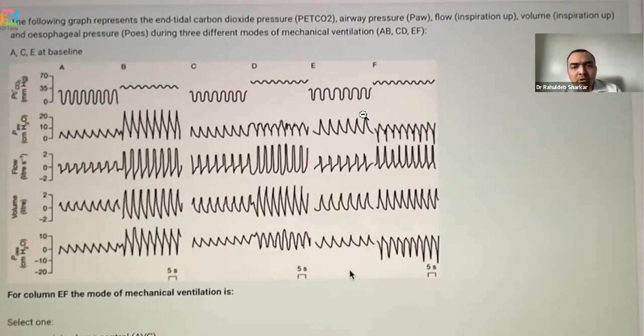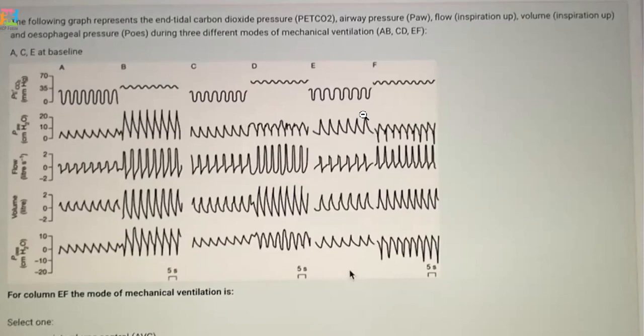And then I also said that in the first one, there are quite a few other things that you use. For example, if you look at the flow curve, there is one sentence: ACE at baseline. So ACE is the patient's baseline. That is just above the image. Yeah, that's right. So B, D, and F is when you have changed the mode to something, I think.